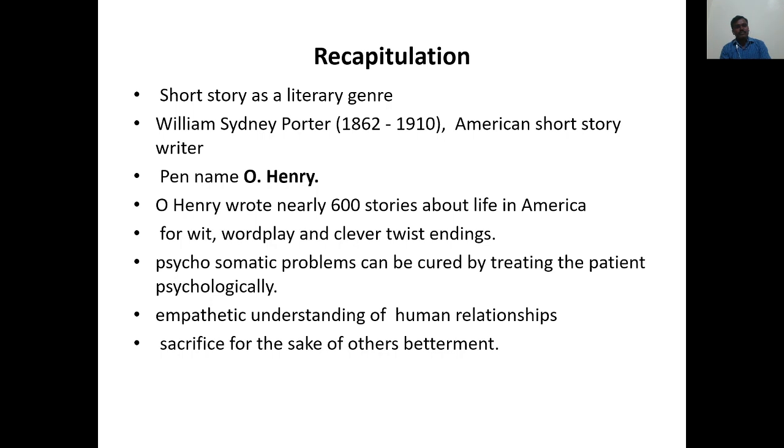Empathetic understanding of human relations. The story helps us understand human relations empathetically, not just showing some kind of sympathy on people. It is not sympathy. We need empathy towards each other. Sacrifice for the sake of others' betterment. We understand the real meaning of sacrifice for the betterment of the people around us.